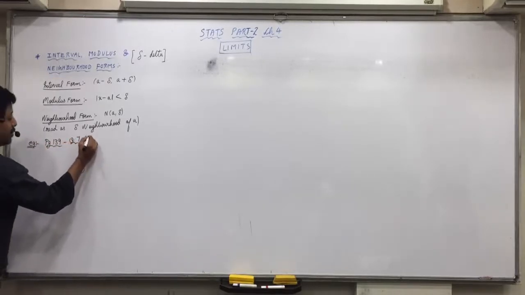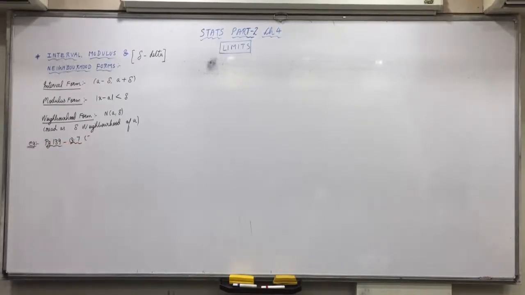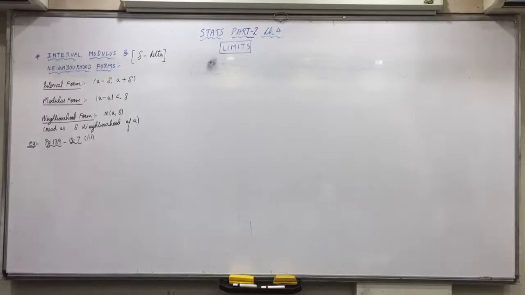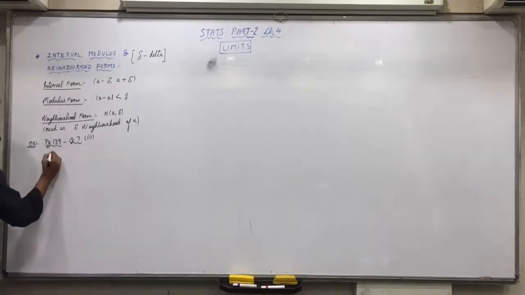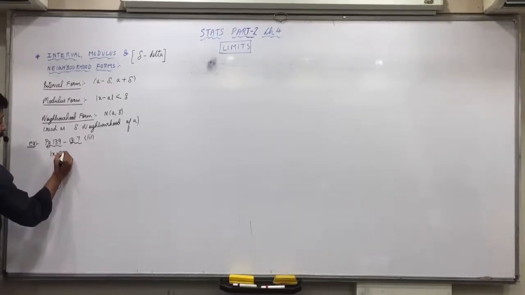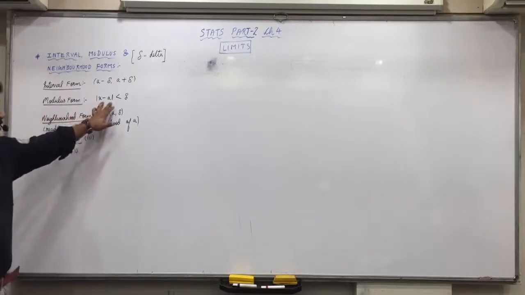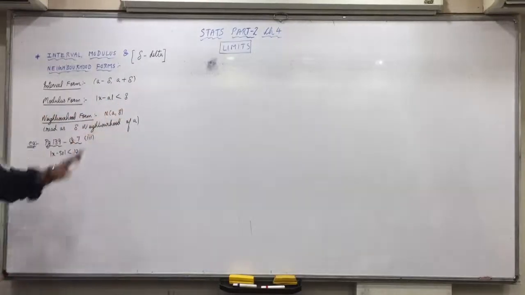Question 7, sub question 3. Listen carefully, everyone. You can see |x - 50| < 10. This is a modulus form written over here.